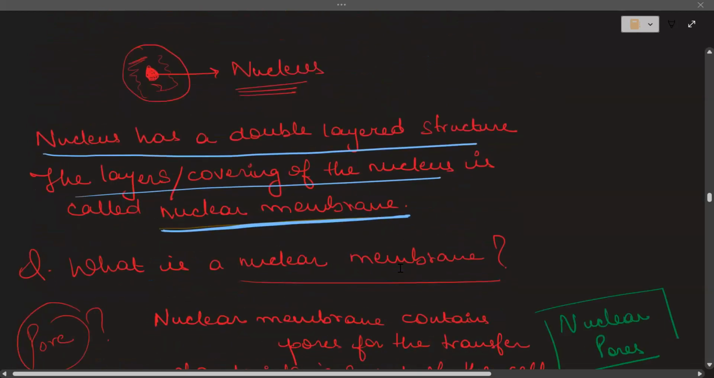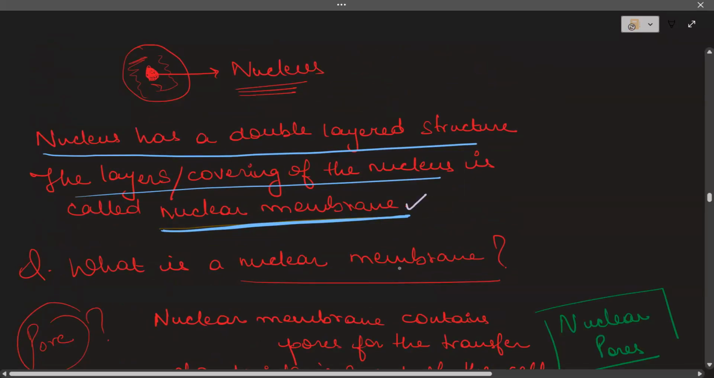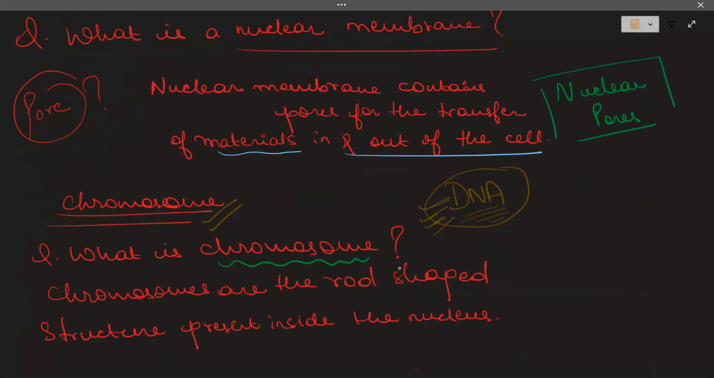Now, the nucleus is a two-layered structure. The nucleus is a double-layered structure, and the covering of the nucleus is known as the nuclear membrane, the membrane of the nucleus. Now, remember that the nuclear membrane contains pores. Why is it there? So that material can be transferred or transported inside the cell and outside the cell, so that to and fro motion of the materials can happen. That is why the nuclear membrane has pores present in it.